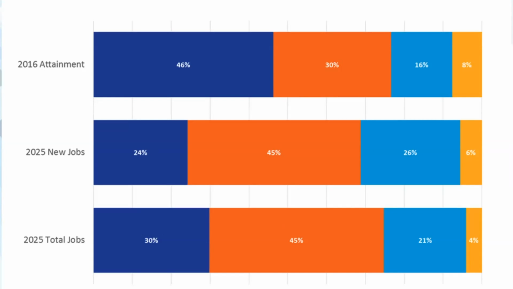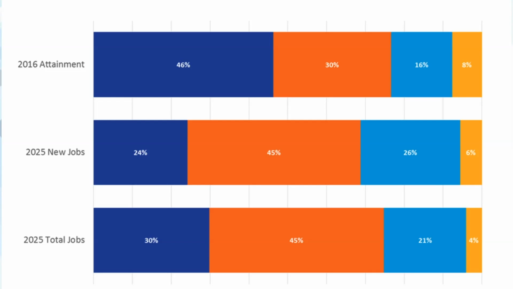But let me paint it like this. That essentially says that in 2025, 7 out of 10 jobs in Oklahoma will need something beyond a high school diploma. So if we think about what we're getting our students ready for, this is the job market that's in front of them.